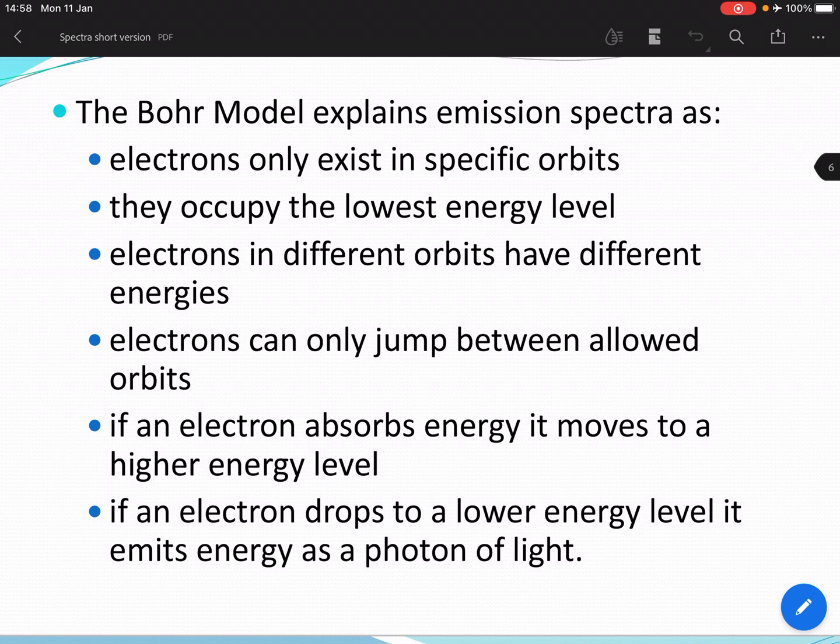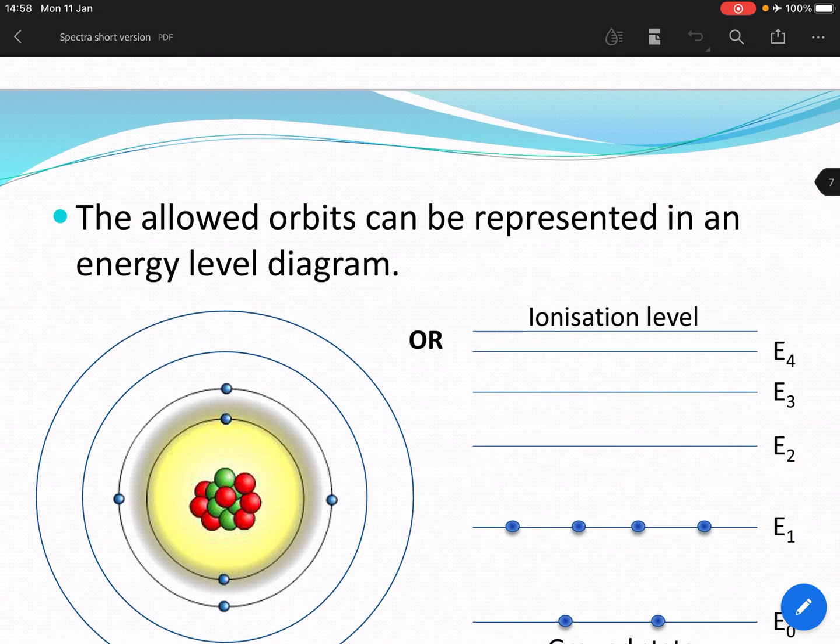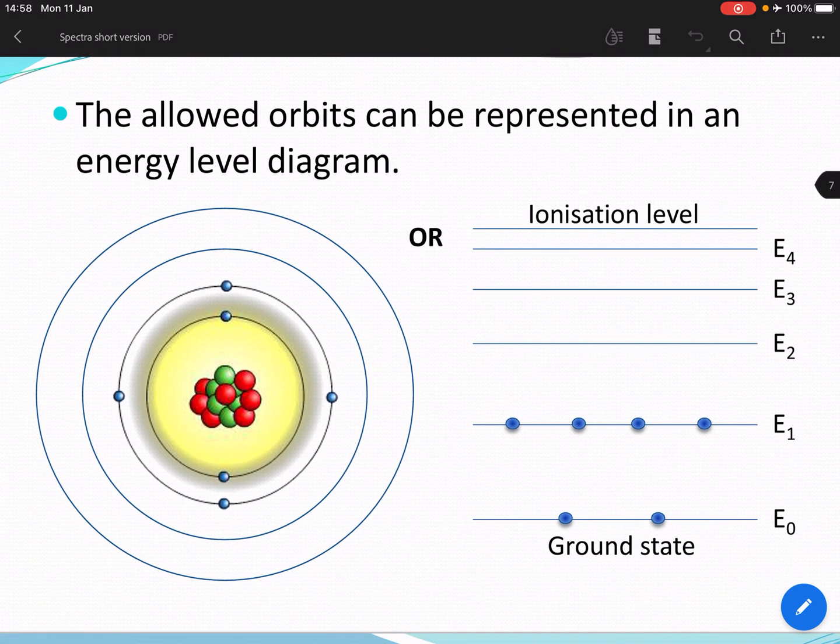So basically when they absorb energy, they can move up to a higher level, and then if they emit that energy, they'll drop back down again. As they drop back down to another level, they give out energy, and that energy that they give out is emitted as light, and it'll be at a specific frequency. So this is kind of what it looks like.